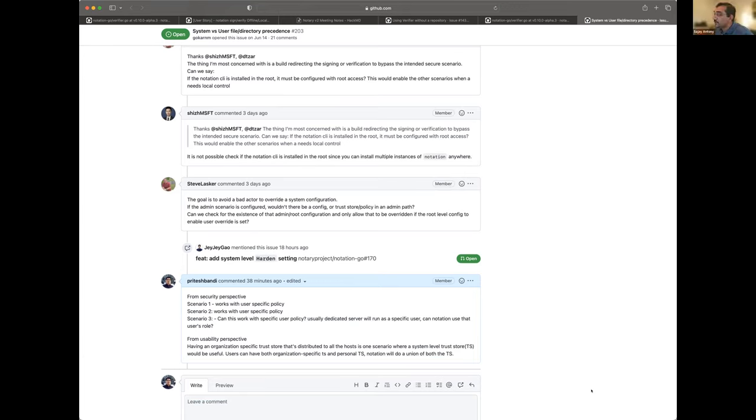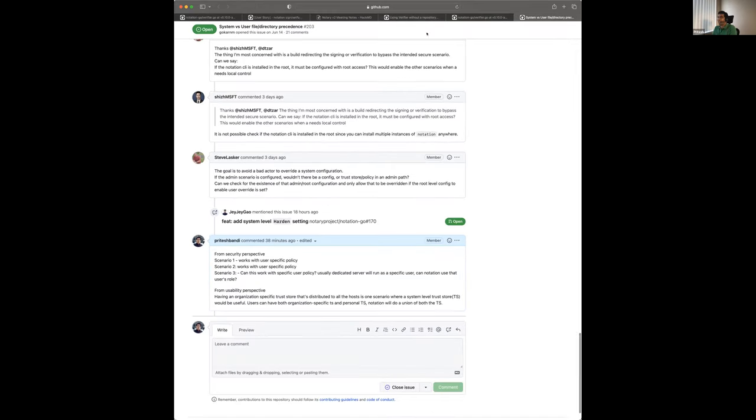So are you saying that you want notation to run as a system? No, that's what I'm saying. No, I agree with you. I'm just trying to understand what the attack vector is here. Oh. It's like, if the user file system is compromised, yeah, we don't have to work. Yeah.